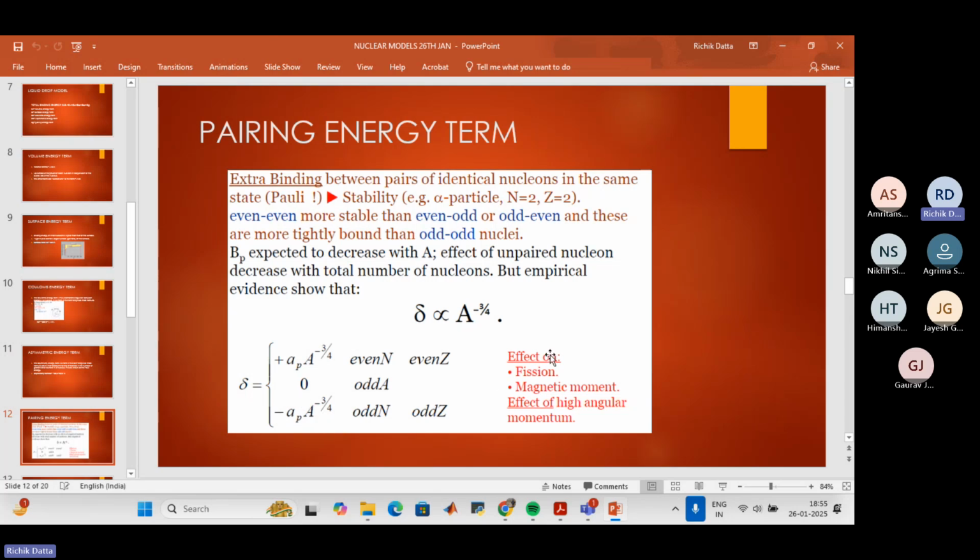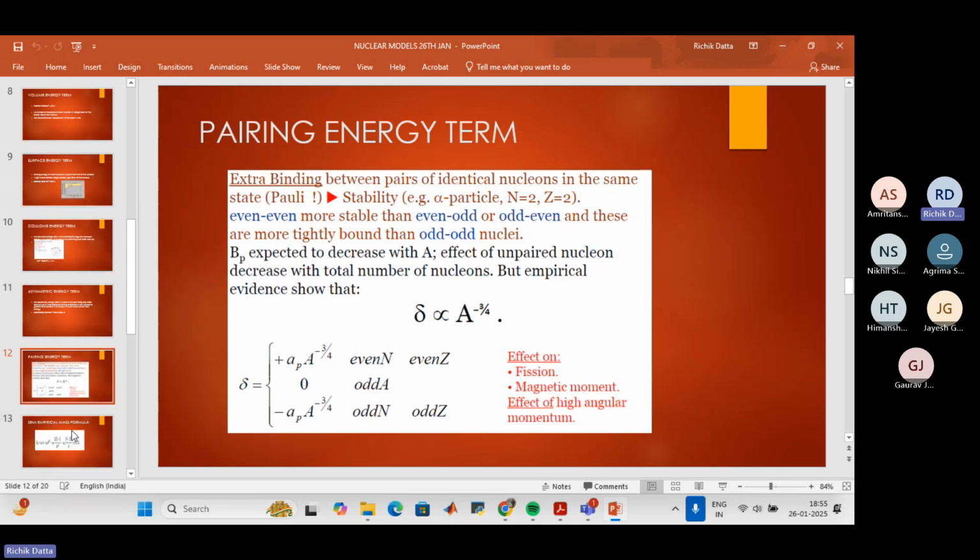The effects of the pairing energy term are on the fusion and the magnetic moment of the nucleus. I will discuss later how to determine the magnetic moment of the nucleus, and the effect of higher angular momentum. So these are the main parts of the pairing energy term.